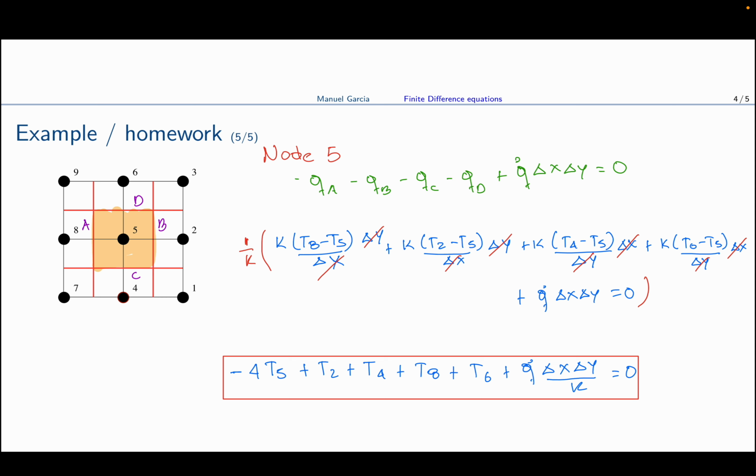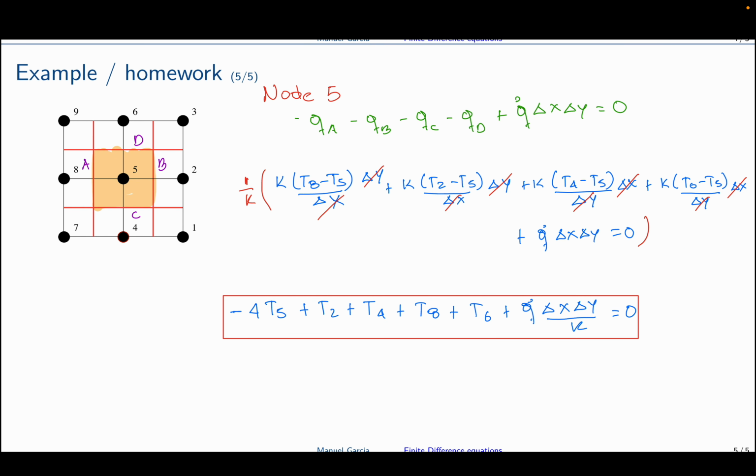And so what do we have to do next? We have, as a result, how many equations? 5 equations. How many unknowns do we have? 1, 2, 3, 4. Sorry, we have 6 equations: 1, 2, 3, 4, 5, 6. 6 equations and 6 nodes. 6 equations and 6 unknown temperatures. So we have a system of 6 by 6 that we need to solve. And so the next thing is how to solve it in Python. Okay, thank you very much.